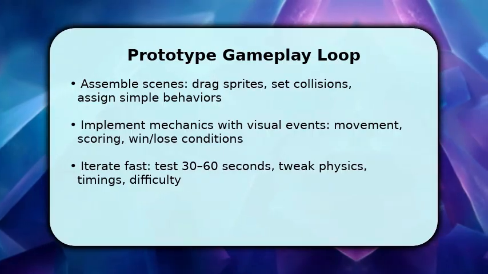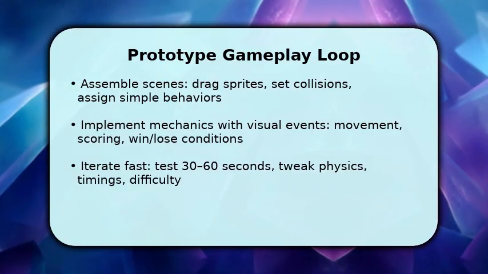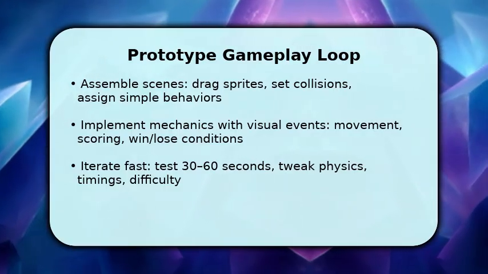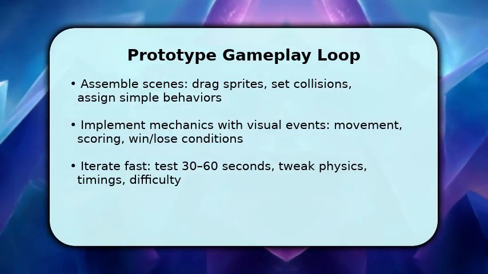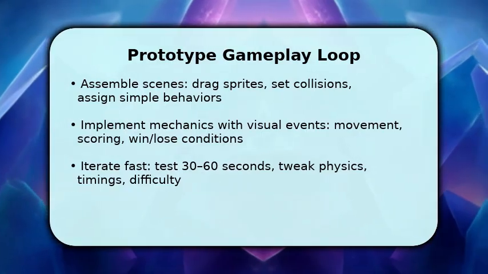Playtest short loops for 30 to 60 seconds, then tweak physics, timings, and difficulty. Once done, make sure to record the changes and repeat until the prototype feels responsive and fun.